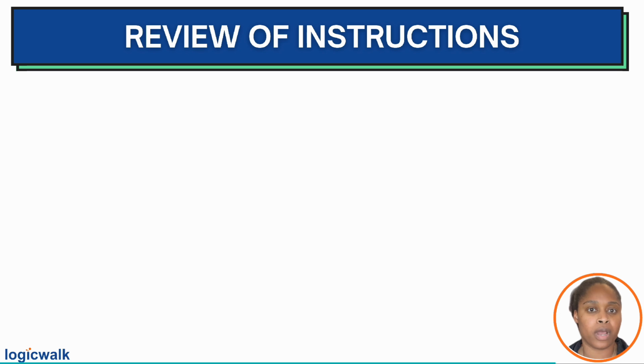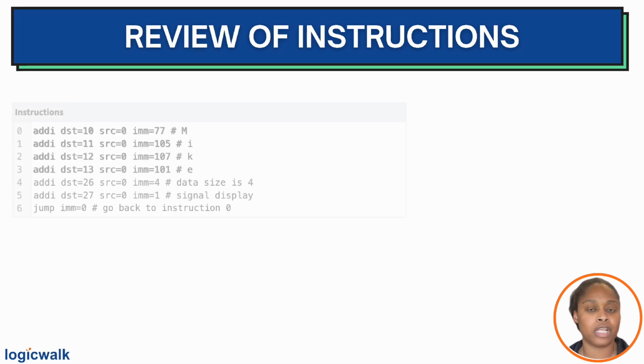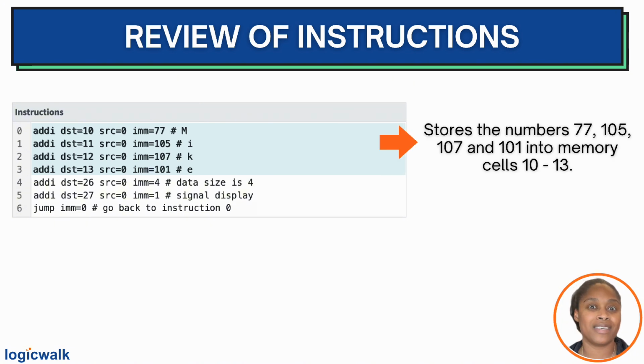We're about to run a program that prints the name Mike. Let's break down how it works. Instructions 0 through 3 store the ASCII values into memory cells 10 through 13. Memory cell 10 contains the value 77, which is capital M. Memory cell 11 contains the value 105, which is lowercase i. Memory cell 12 contains the value 107, which is lowercase k. And memory cell 13 contains the value 101, which is lowercase e.